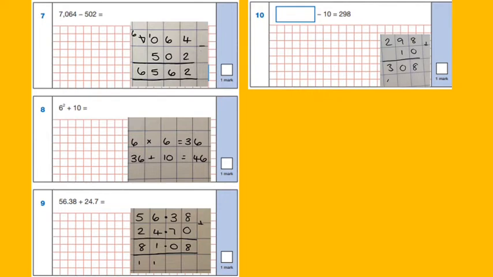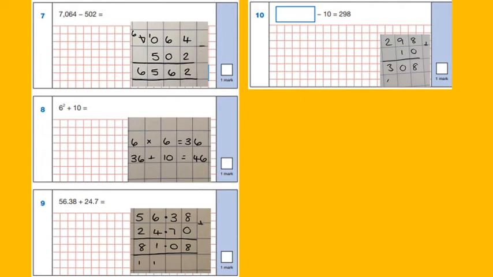Number 8, 6 squared plus 10. So this is really basic order of operations question. So 6 squared is 6 times 6. 6 sixes are 36. Remember, it is 6 times 6 and not 6 times 2. So once you've done 6 sixes, which are 36, you then add the 10, which is 46.